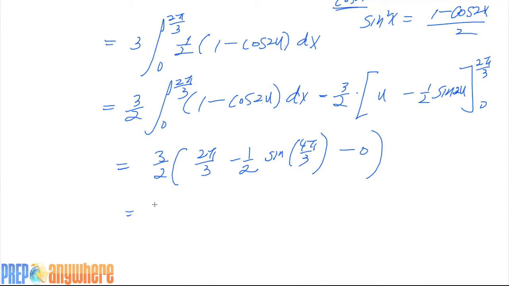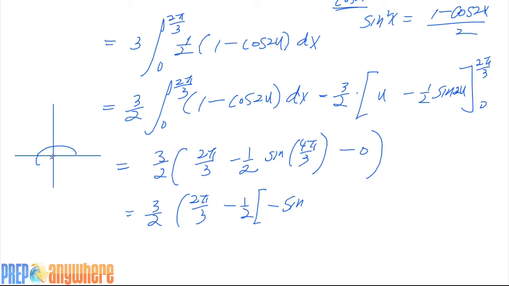Okay, so hopefully you know your special angles. This is 4 pi over 3. So that's equivalent to actually a minus sine, because it's in the third quadrant. 4 pi over 3 is pi plus pi over 3. So it's minus sine of pi over 3. It's a negative value for sine.